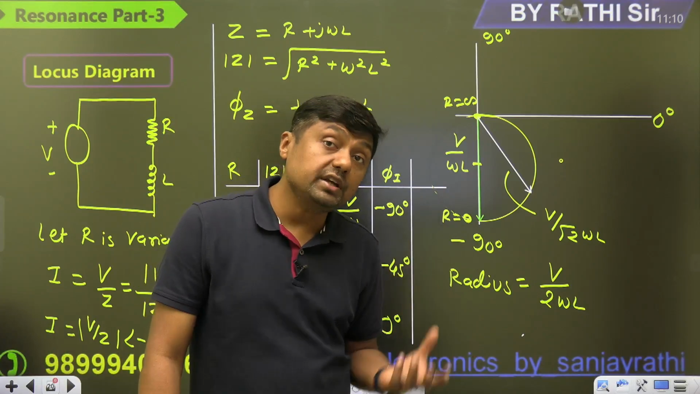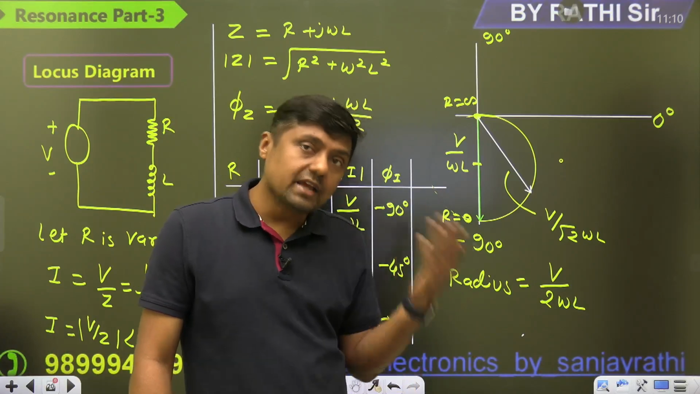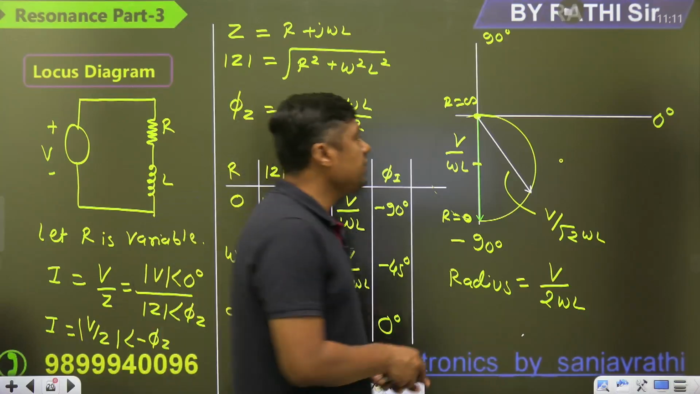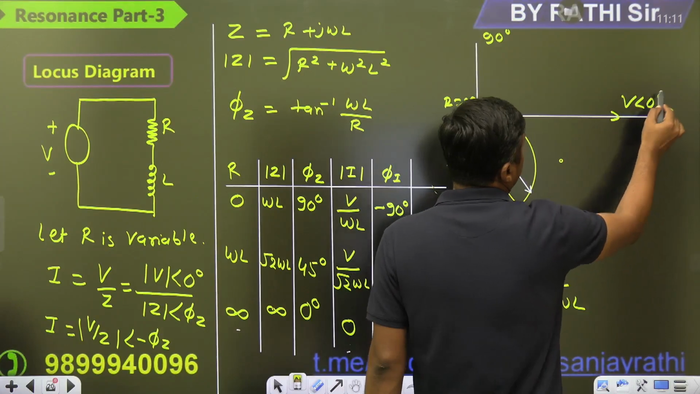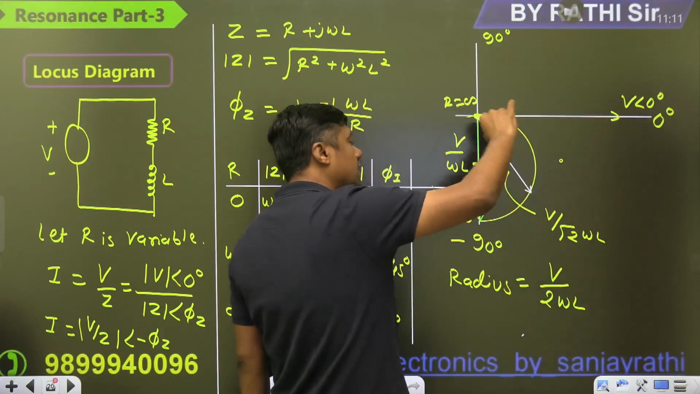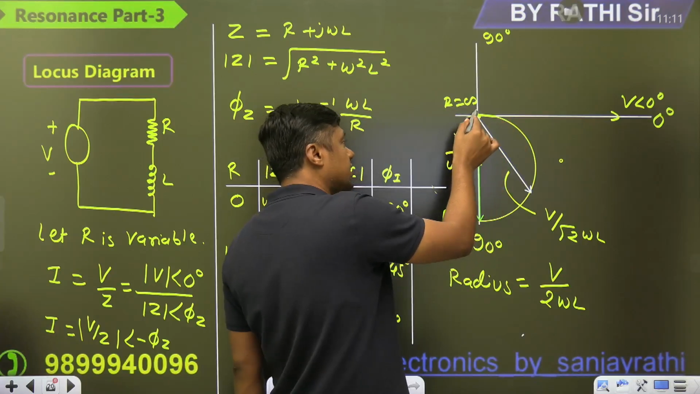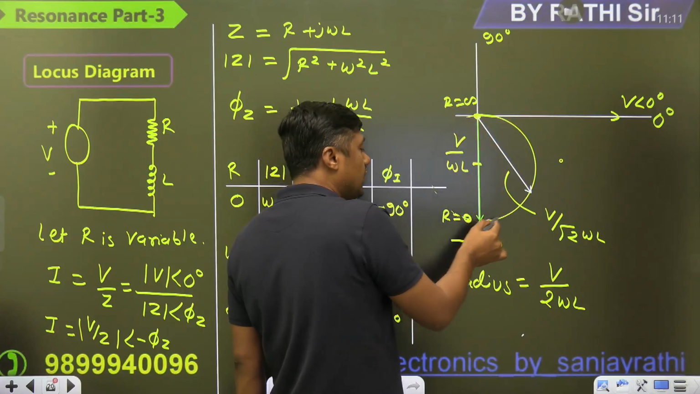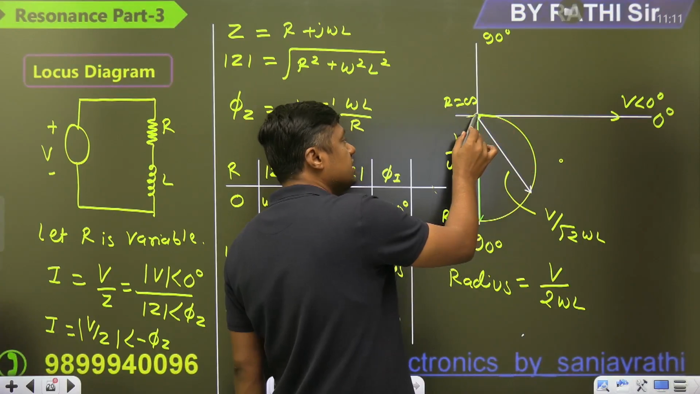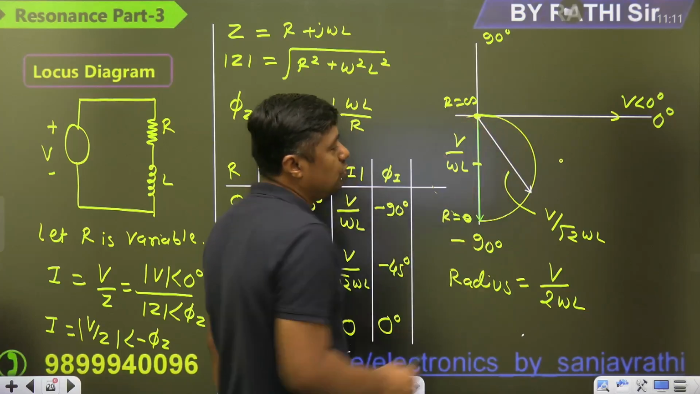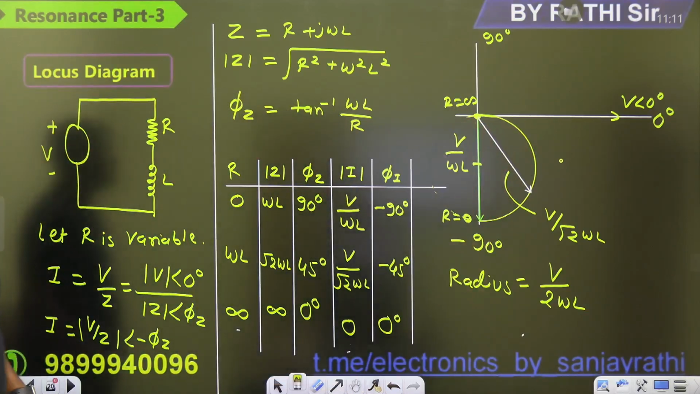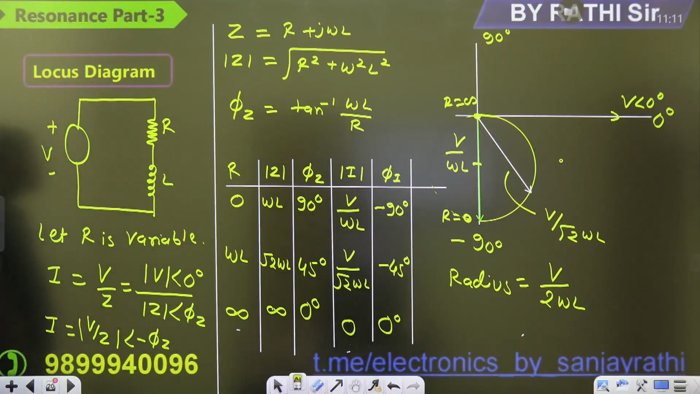Why? Because it is an inductive circuit. Current lags voltage. We are taking the V on this axis because we are taking the V angle as 0 degrees, so with respect to V, current will lag. When it is a purely inductive circuit, 90 degrees. When it becomes 100% resistive, then it coincides with what? The zero line, but the magnitude will become 0. So that is the case. In which quadrant? It is in the fourth quadrant.